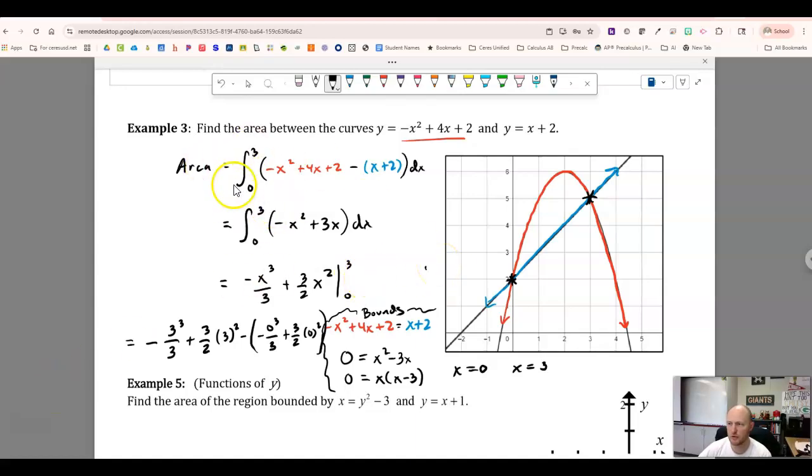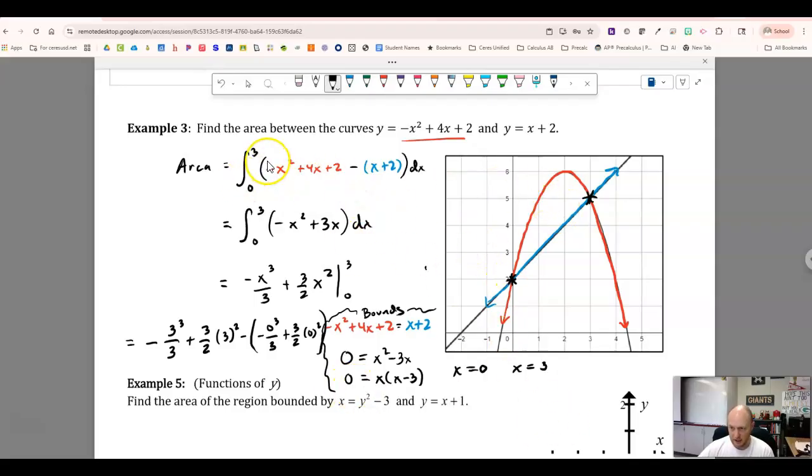The integral from 0 to 3 of -x cubed plus 4x plus 2 minus x plus 2 dx. The bounds are found by setting them equal to each other here. I moved everything over to the right side to get a positive quadratic, which is x squared minus 3x. I factored a GCF of x out, and we got zeros of 0 and 3, which you can easily see given the graph, but if you didn't have the graph, you'd have to find those.